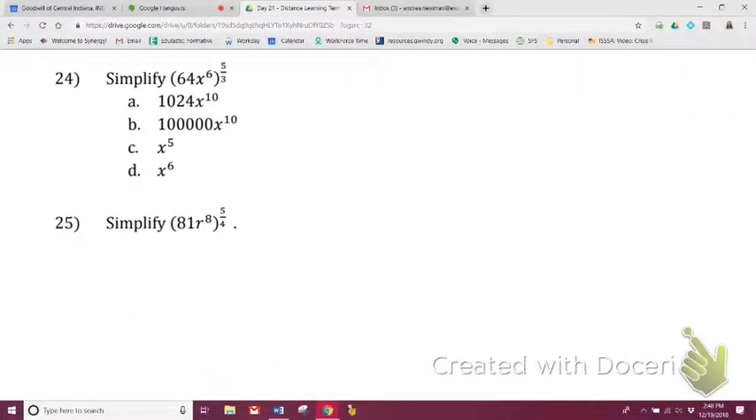Alright, questions 24 and 25, and then we're done. So question 24, the first thing you want to do is rewrite this. What root is this? The 3rd root. So the cube root of 64x to the 6th, and what's your power? To the 5th.